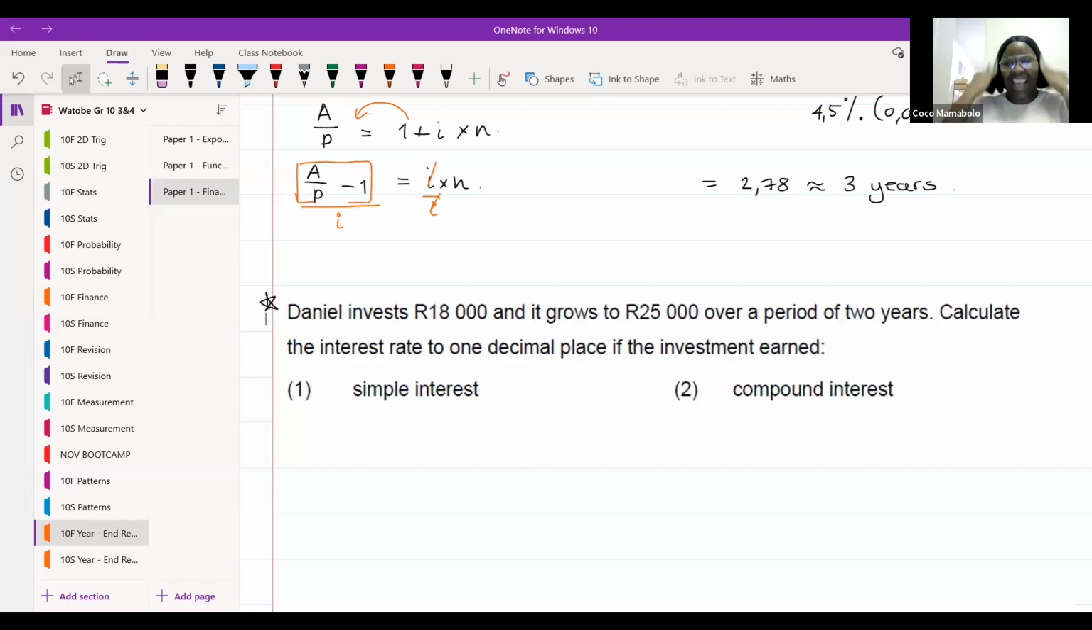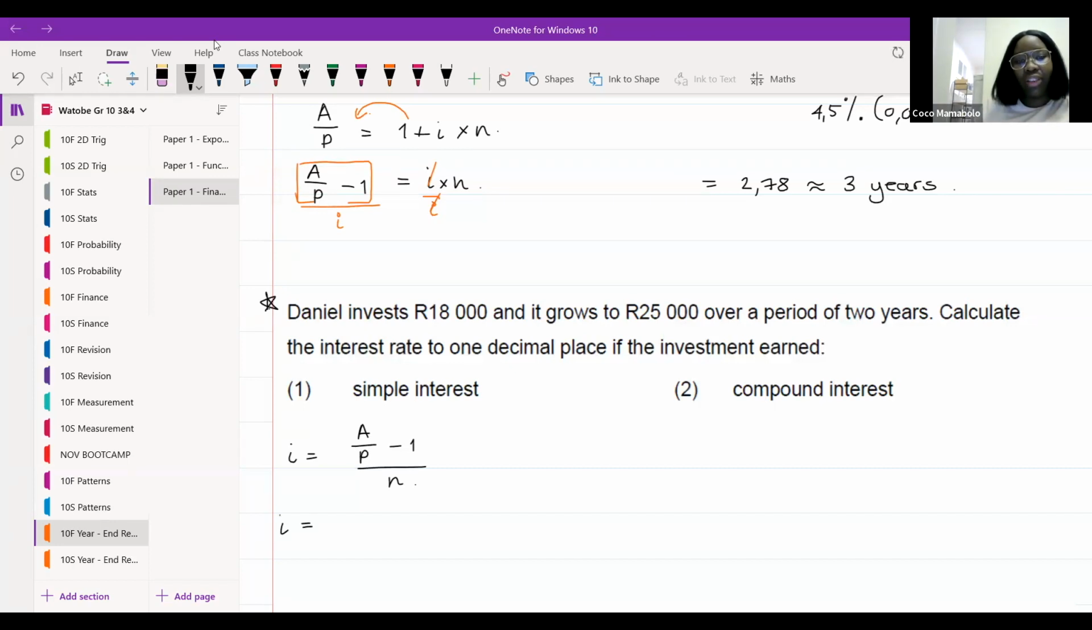No worries, Palisa. Hi. All right, let's have a look at these questions over here. We know that we need to make I the subject of the formula. So my equation says I is equal to (A over P minus 1) all over N. Give me a thumbs up if yours looks like mine. Is that the same thing that you guys got? Excellent.